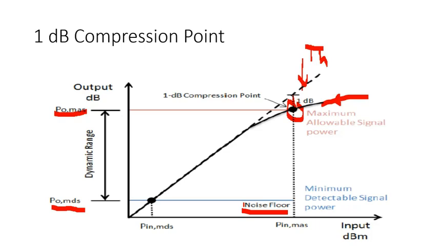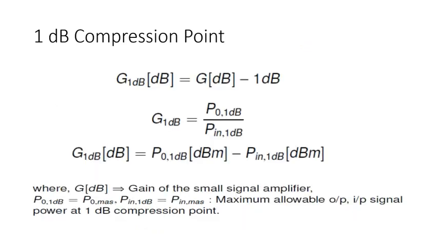Now the next important thing is the dynamic range. Dynamic range is the range of the transistor where it behaves linearly. So if you change the input, it will continuously increase your output signal. So mathematically, this 1 dB compression point can be given as G 1 dB, that is gain at 1 dB, is equal to the actual gain minus 1 dB, that is 1 dB power.